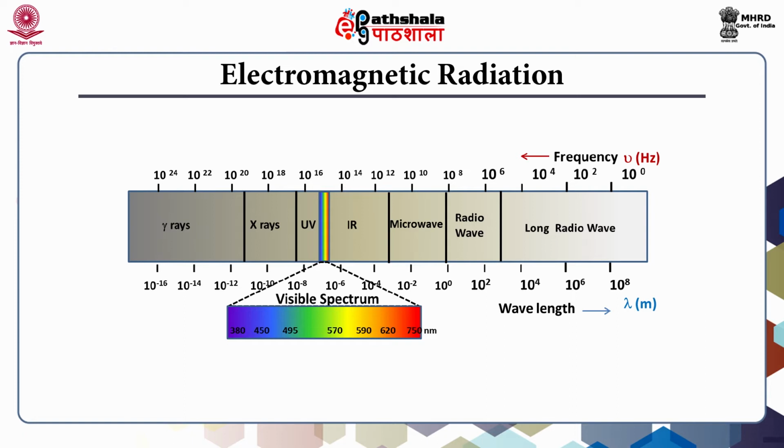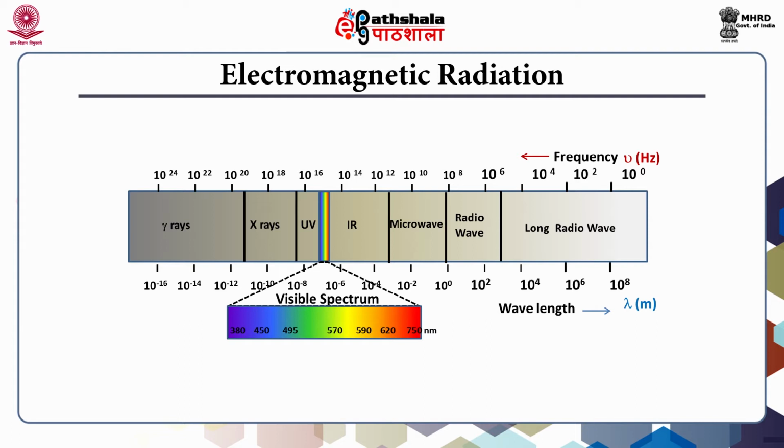visible light with a wavelength from 4 into 10 to the power minus 7 to 8 into 10 to the power minus 7 meter, that is 400 to 800 nanometer, near ultraviolet with wavelength from 200 to 400 nanometer, vacuum ultraviolet with a wavelength from 10 to 200 nanometer, X-rays with wavelength from 10 to the power minus 2 to 10 nanometer, and gamma rays with a wavelength from 10 to the power minus 14 to 10 to the power minus 16 meter.